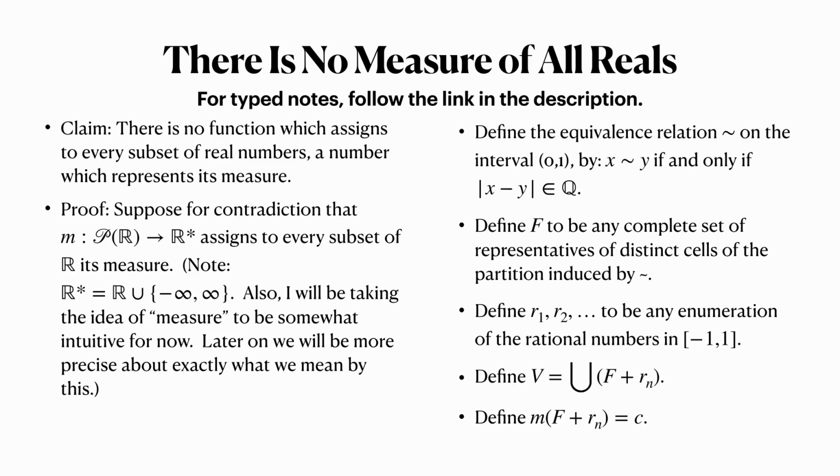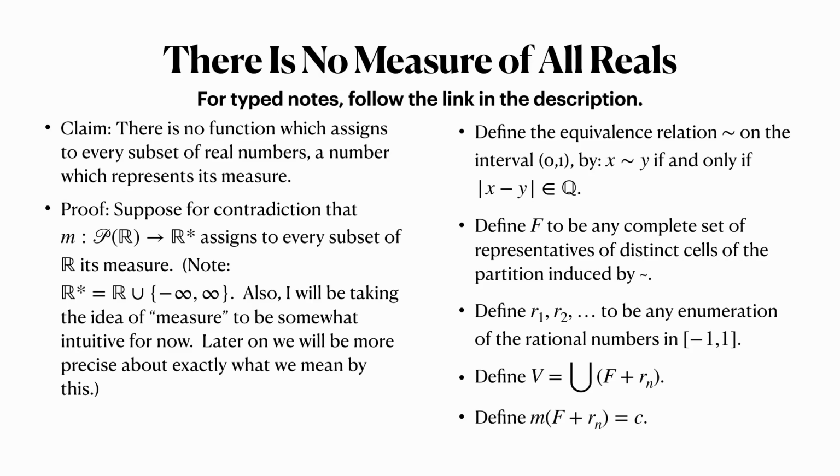Therefore, since we will show that the feathers are disjoint from each other, we should be able to measure V by summing the measures of each individual feather. But then that's an infinite sum of the constant number c. If c is 0, then the sum is 0. If c is positive, then the sum is infinity.